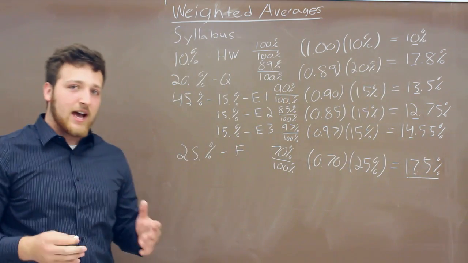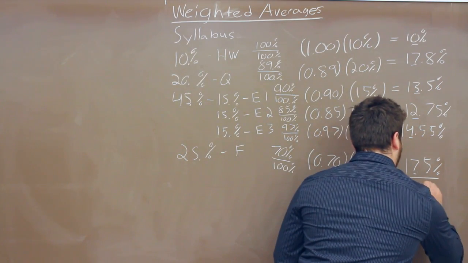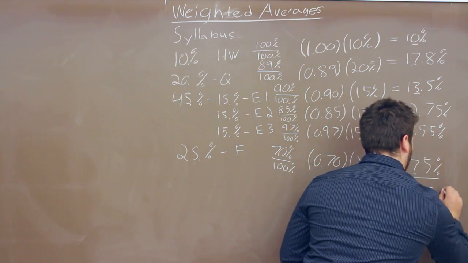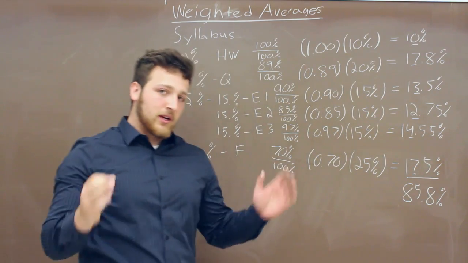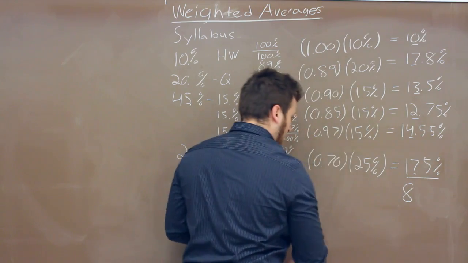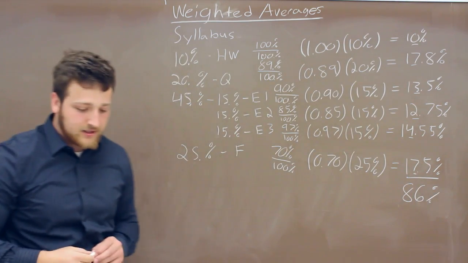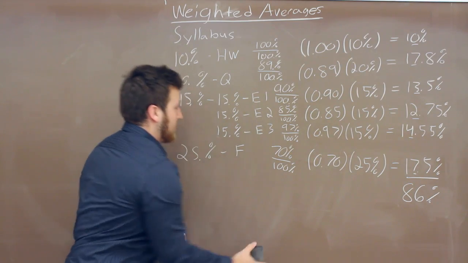So the next step is to add all of these up. When we do so, we get 85.8%. And as I said before, we're going to condense this to 2 sig figs. So this student will receive an 86% in the class. So that is the first scenario.